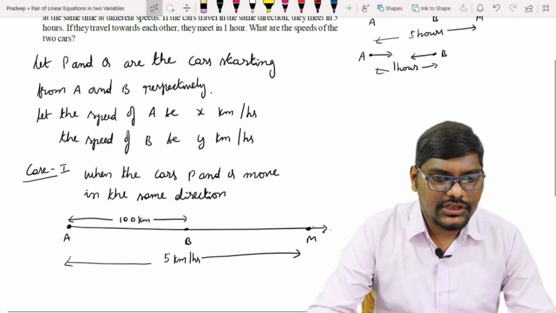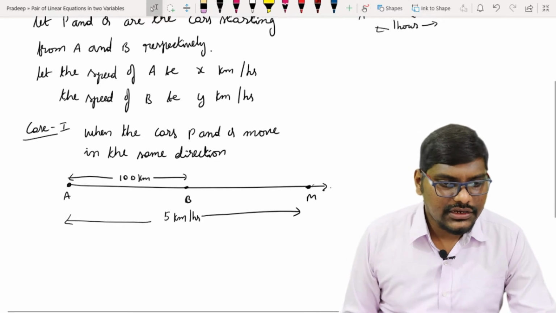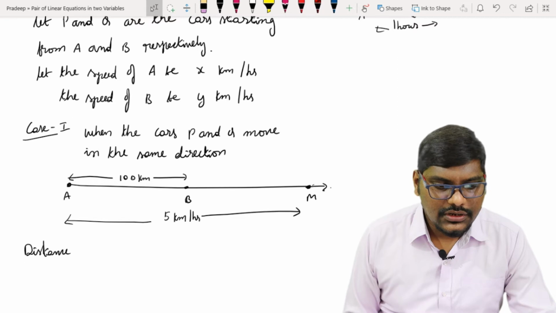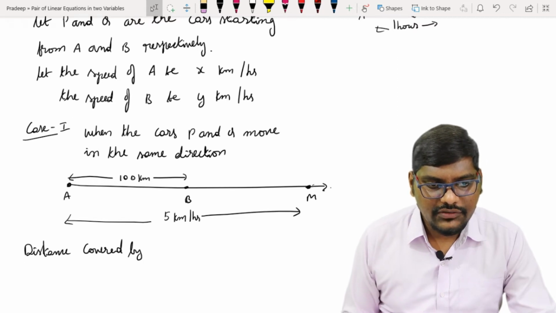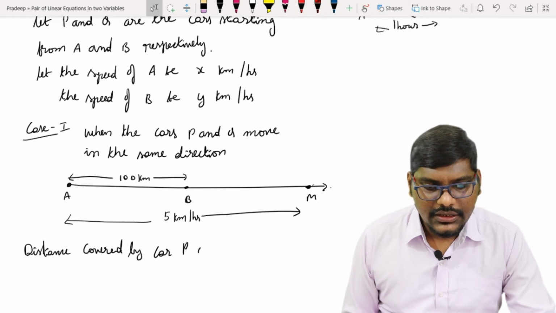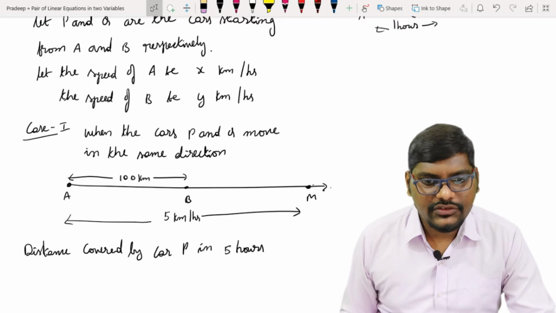However, now we'll write the same things here. The distance covered by the first car, car P, in 5 hours: as the speed we took it as x, we can write this as 5x.